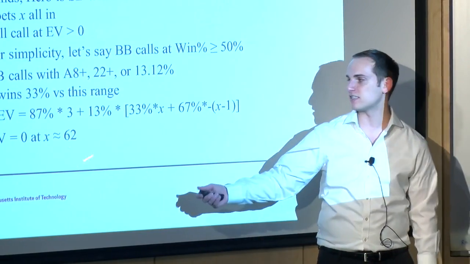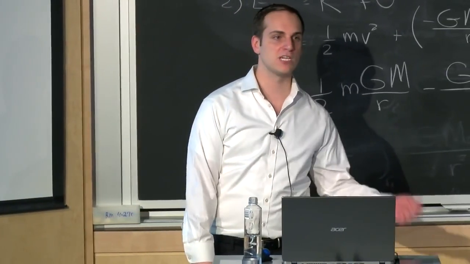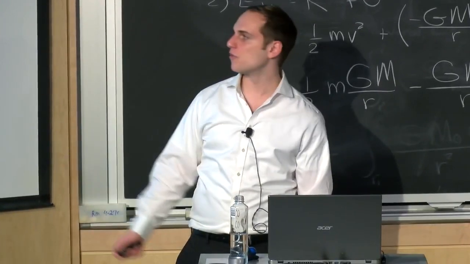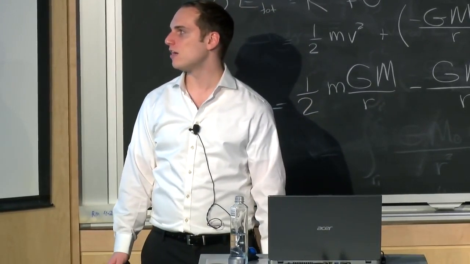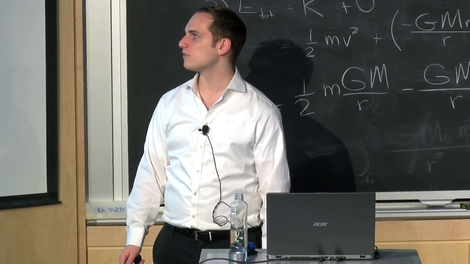And our break even here is like 62x. The reason it's a little bit lower is it doesn't factor in the big blind doing pot odds, but that's the idea. Okay, so what we're going to do is solve this for every single hand. We're not going to do it ourselves, someone else did it.